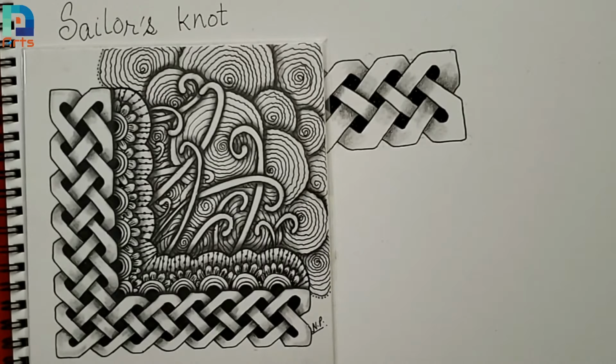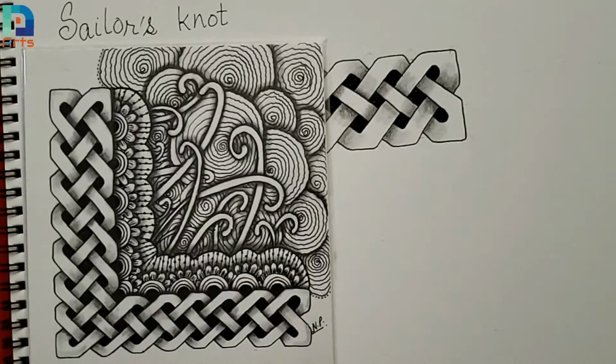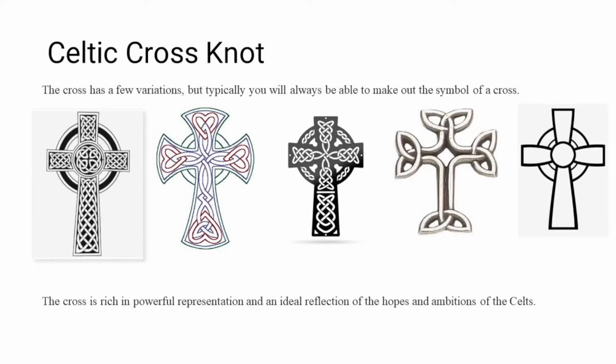So after that, we have talked already about the sailor's knot. It's the quaternary one. And after that, there is the last eighth one, that is the Celtic cross. There are various variations of this knot, but the main thing is whatever variation you use, you always use this symbol, the cross symbol, to draw that. Maybe you draw just with the triquetra style leaf, or just with the heart with the Dara knot, or with the same sailor's knot.